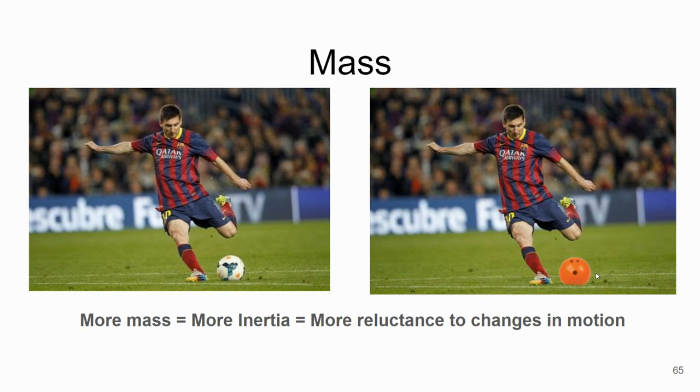So when Leo puts the same amount of force on both of these objects, both of them would be at rest at the beginning. The bowling ball's motion is not going to change as much. It's going to move, but it's not going to be as dramatic a change, because the bowling ball has more mass, which is more inertia, which is more reluctance, which is more laziness.